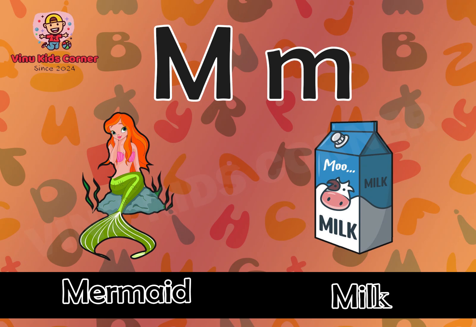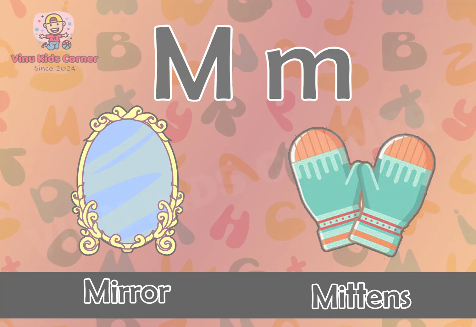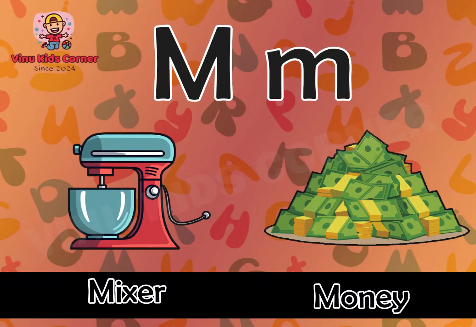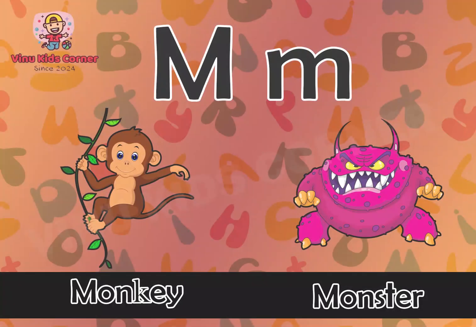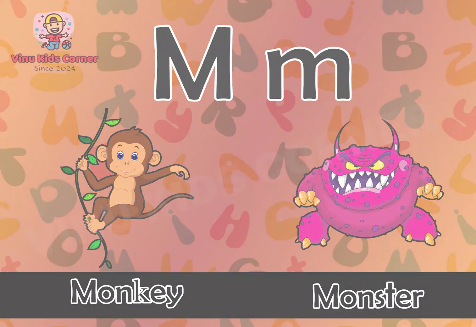M is for mermaid. M is for milk. M is for mirror. M is for mittens. M is for mixer. M is for money. M is for monkey. M is for monster.